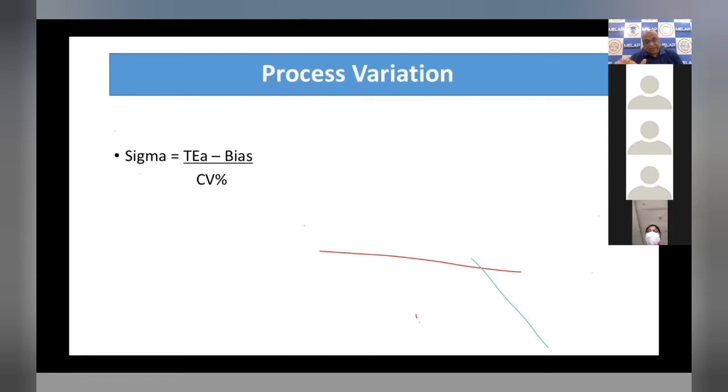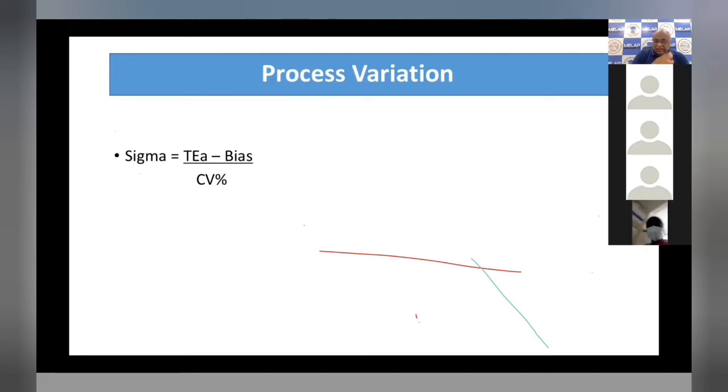From this you are subtracting bias, which we are calculating from our EQAS, and we are dividing this difference by CV%, which you are getting from your IQC.